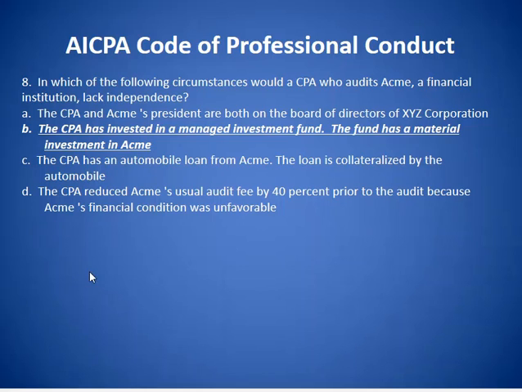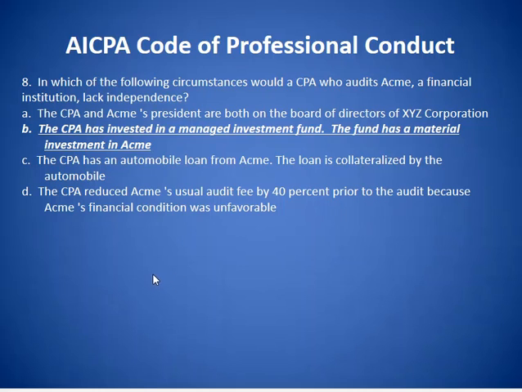If we take a look at C, the CPA has an automobile loan from ACME, and that wouldn't necessarily be unusual because it appears to be some form of financial institution. The CPA has an automobile loan from ACME, and the loan is collateralized by the automobile. So in this case, it doesn't look like it was a gift or anything else. Basically, the CPA borrowed money, and in effect, the auto title is owned by ACME until the loan is paid off.